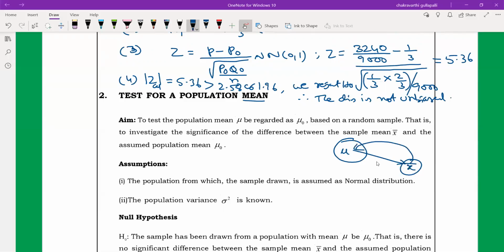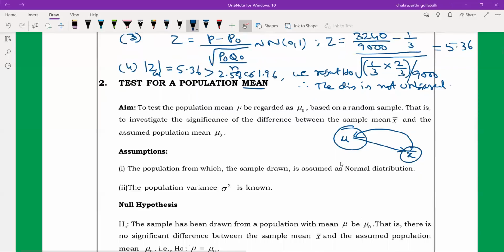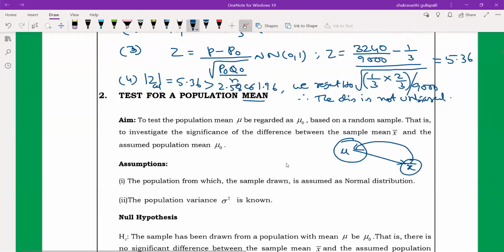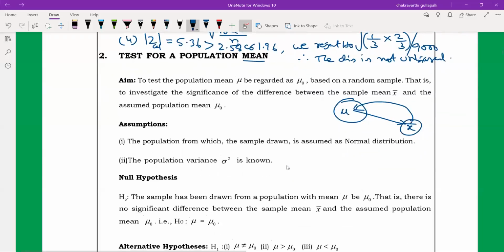So we have to investigate whether this x bar is a good estimator for this mu or not. To test this, x bar is used instead of mu. Is it true or not? Acceptable or rejectable? In this case, we have to use this test procedure: if n is more than 30, large sample case, use the Z test. Z test means based on the normal test.